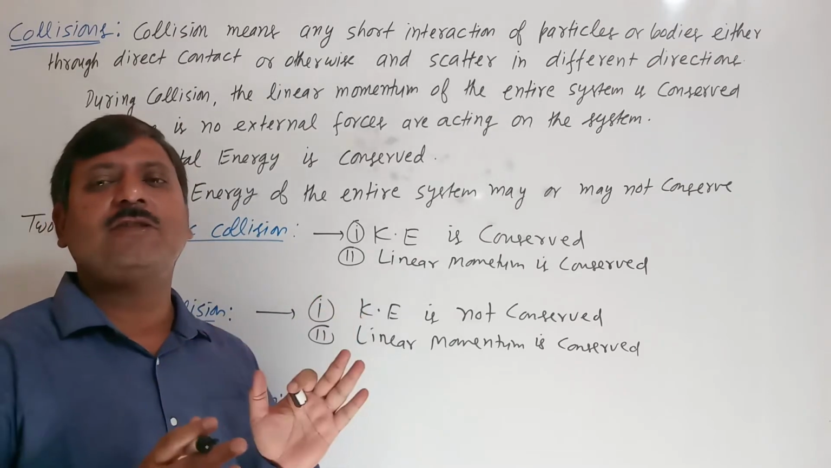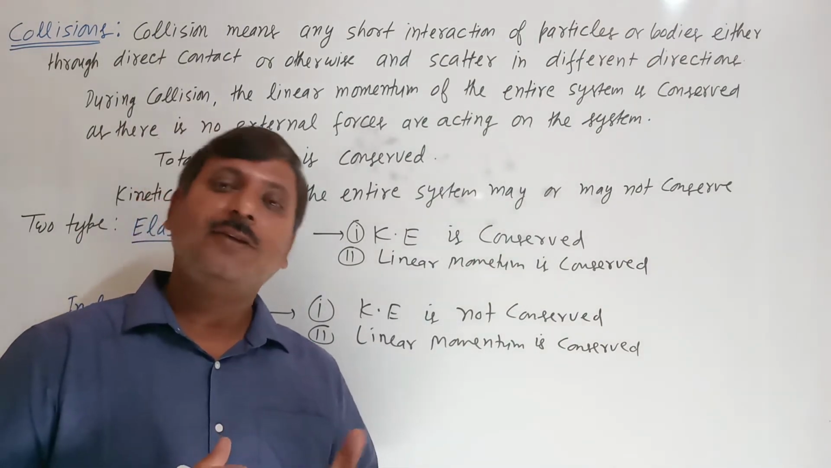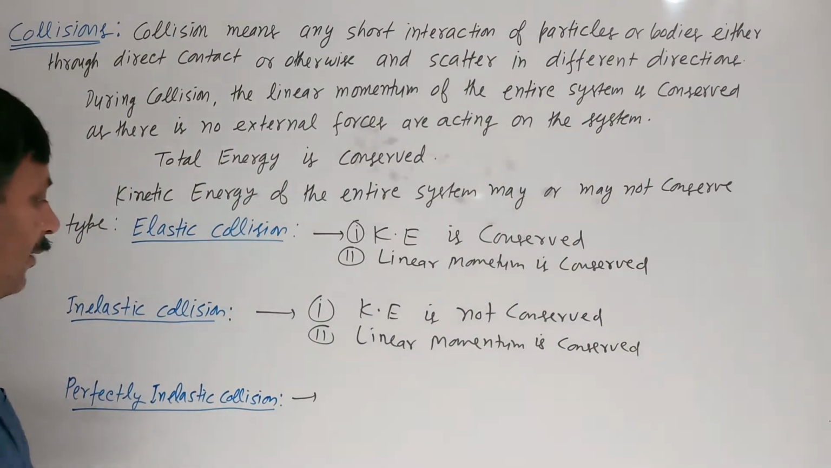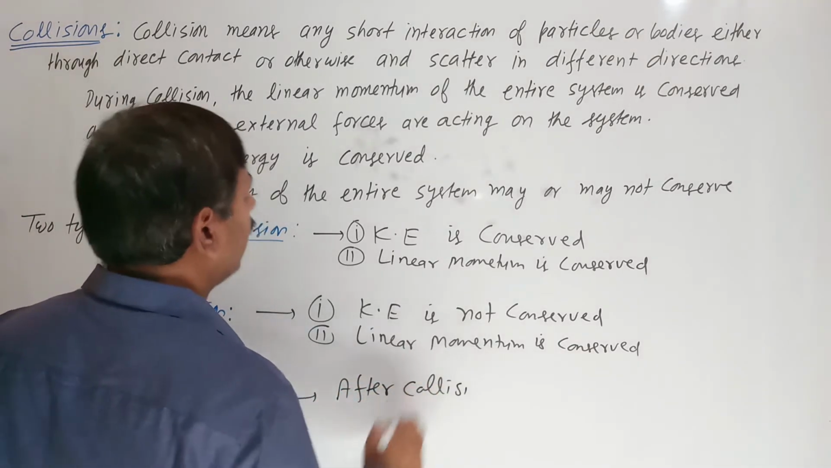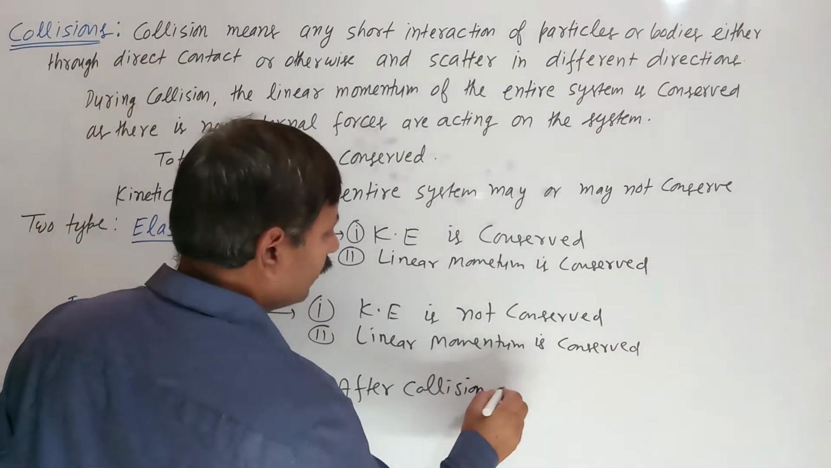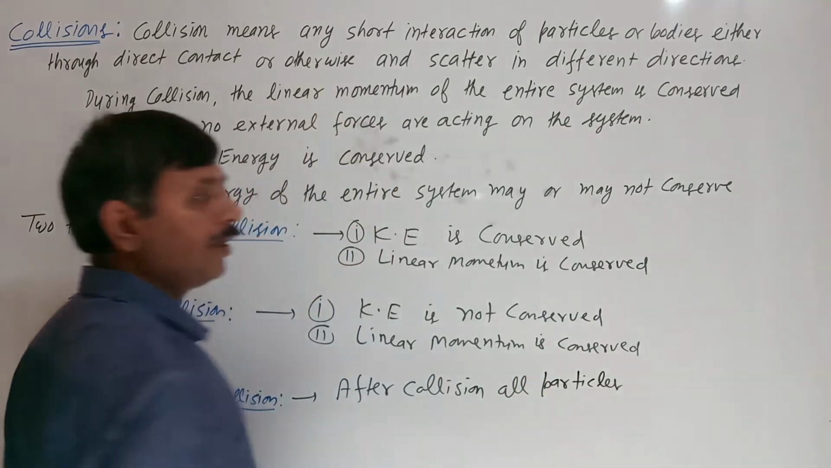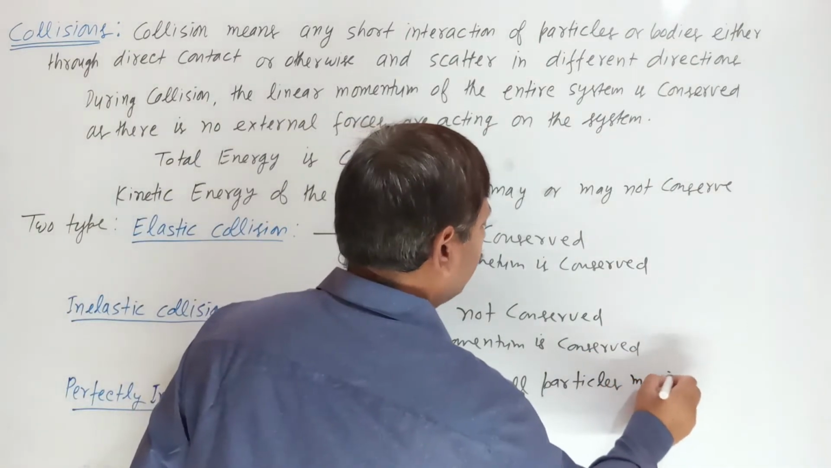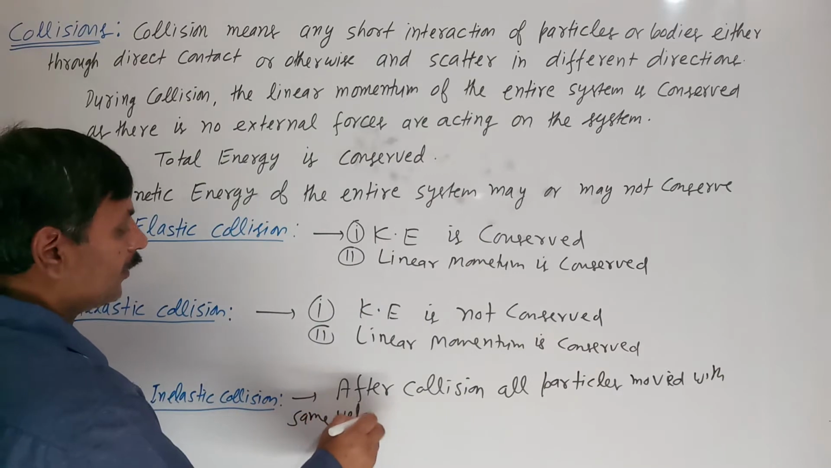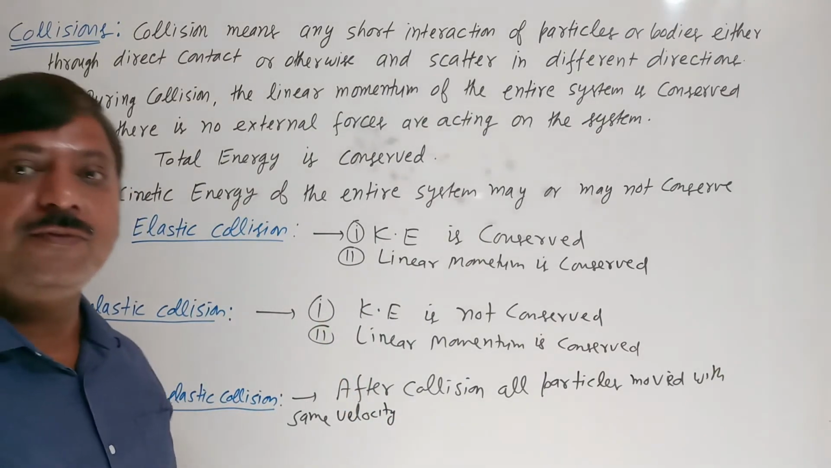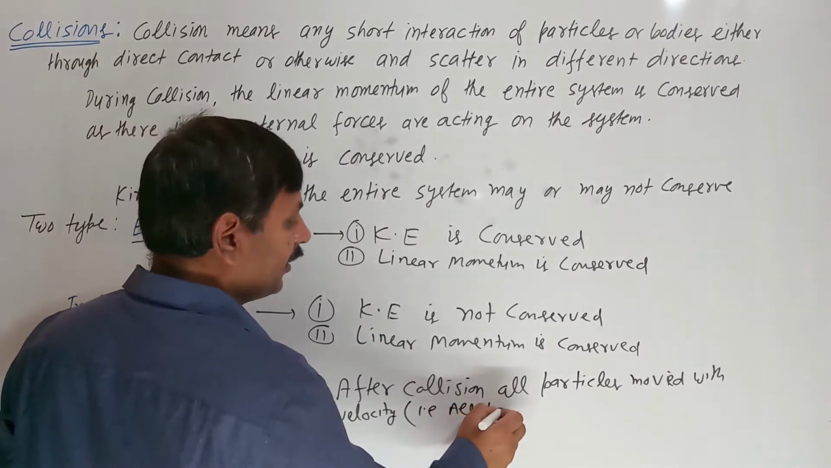सभी पार्टिकल्स सेम वेलोसिटी से मूव कर सकते हैं यार. You can say that all particles are sticking and they form one body. ठीक है, तो उसे हम क्या कहते हैं बेटा, परफेक्टली इनइलास्टिक. Perfectly inelastic means after collision all particles move with the same velocity. All particles will move with the same velocity, meaning all particles stick to each other.